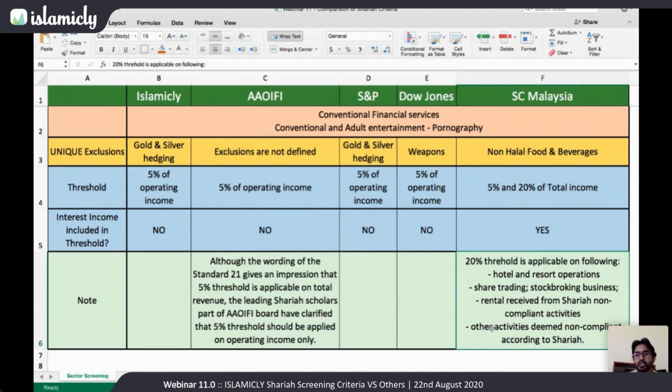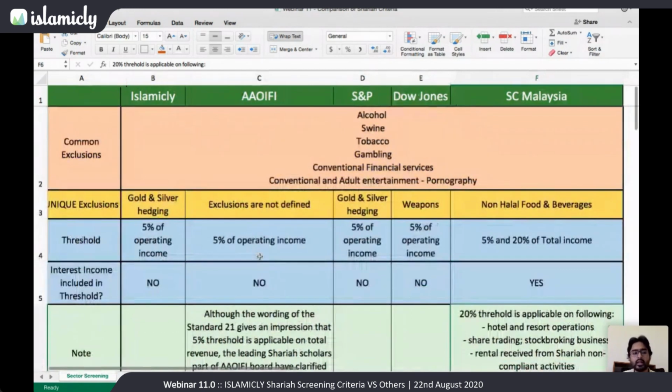So SC Malaysia is a unique criteria which has two thresholds, a 5% as well as a 20%. For some activities, the 5% threshold is applicable, whereas for the others, the 20% threshold is applicable. All right.